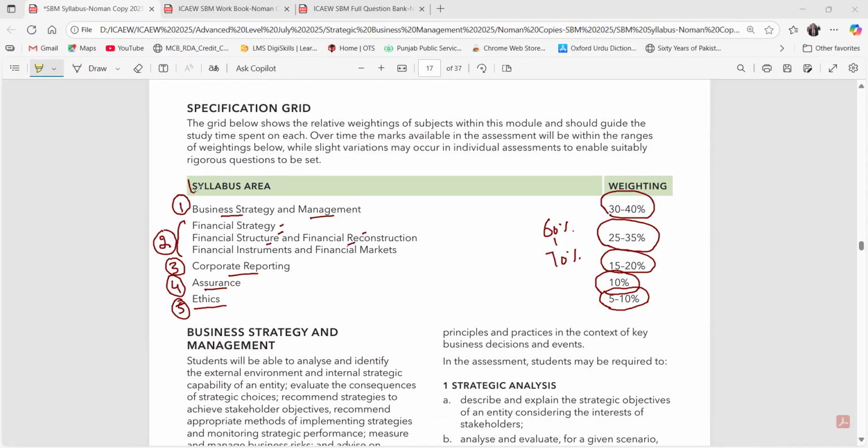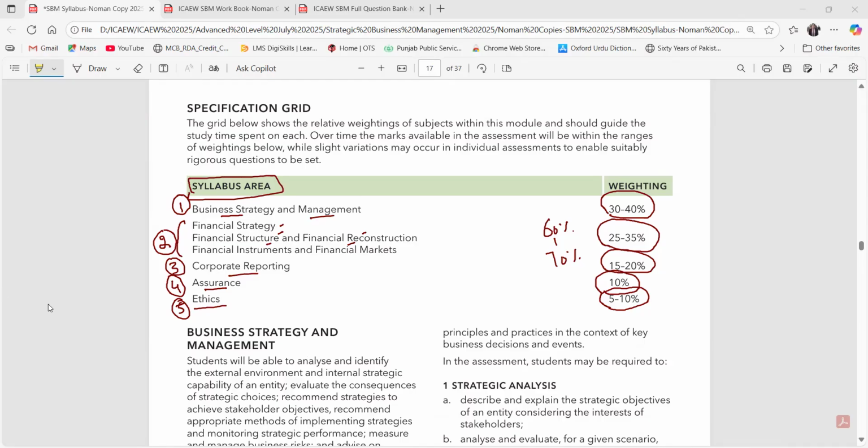That's why we see ethics in all of the exams of ICAEW. So these were the syllabus areas of SBM, five areas, starting with the business portion, then finance. Third one is corporate reporting. Fourth is assurance. And fifth one is basically about ethics.